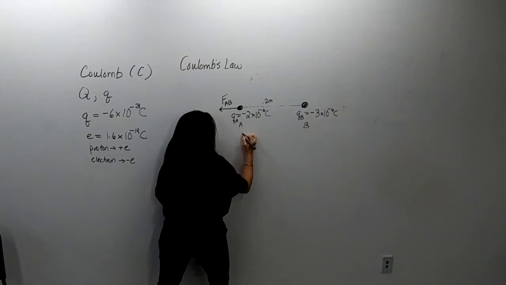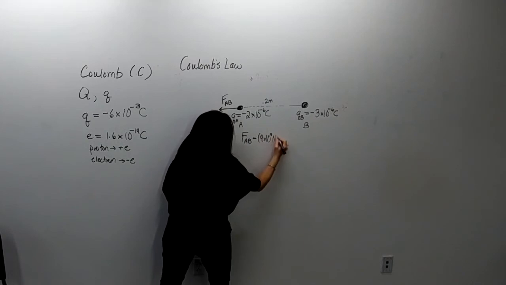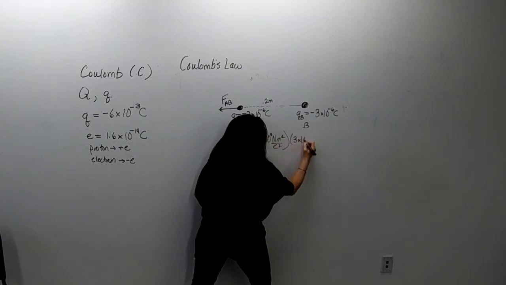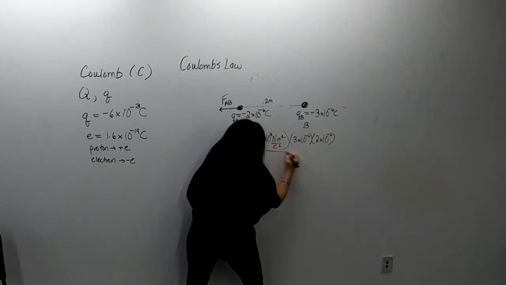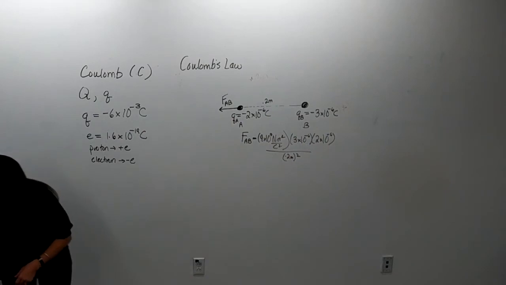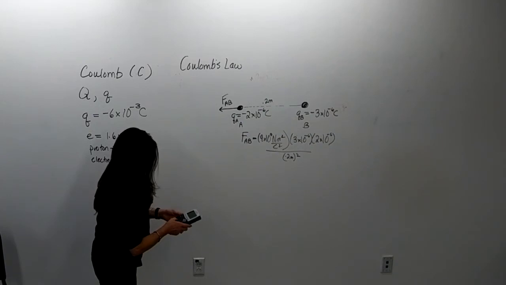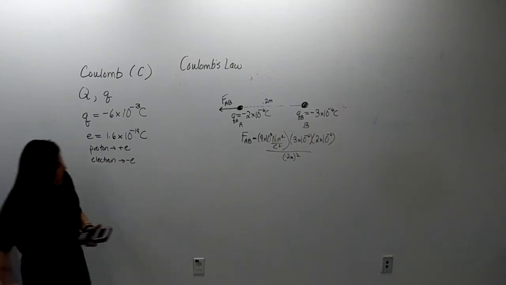Okay, let's calculate FAB. FAB is going to be K, which is 9 times 10 to the 9th newton meters squared over coulomb squared, times, again, I don't put in the sign, so 3 times 10 to the -6 times 2 times 10 to the -6, and then divide by 0.2 meters squared. Hopefully this comes out a little less big. Let's see. 9e9 times 3e-6 times 2e-6 divided by 0.2 squared, and I get 1.35 newtons.